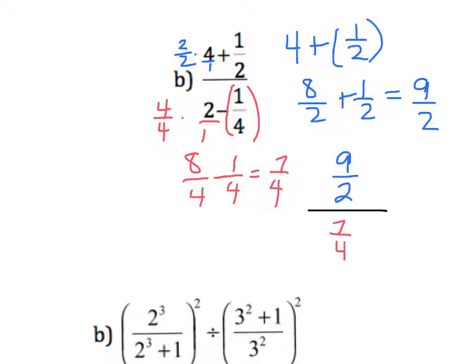And you can do this again in your calculator. Just make sure that you put parentheses around the numbers. So if I put 9 divided by 2 and 7 divided by 4, and I turn it into a fraction using math enter enter, you should get 18 over 7.